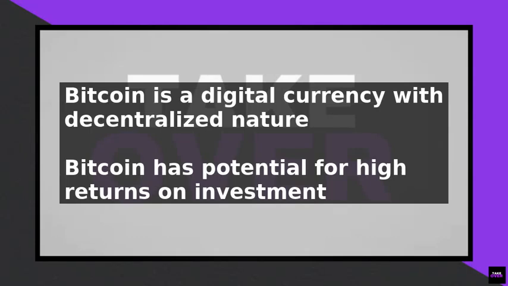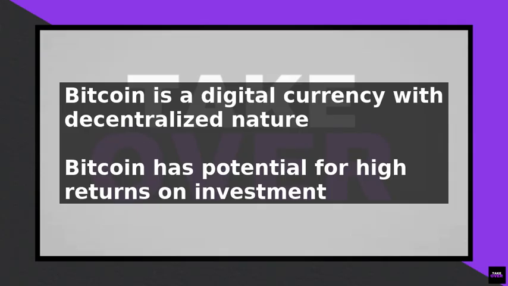Welcome to this comprehensive guide on how to trade Bitcoin. Bitcoin is a digital currency that has gained popularity over the years due to its decentralized nature and potential for high returns on investment. To get started with trading Bitcoin, you need to understand the basics of Bitcoin and the trading process. First, you need to choose a reputable exchange where you can buy and sell Bitcoin.